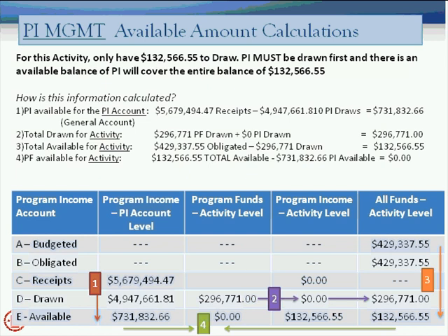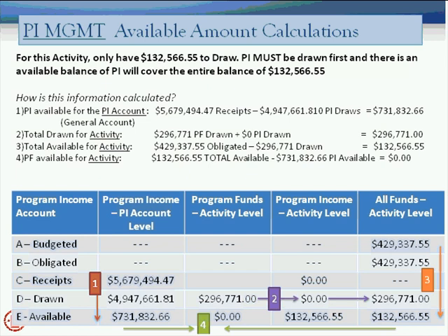So this is an example, and this is actually a scenario I know about, so I'll give you the example. All the program income is coming back to the grantee, so this is the general account we're talking about. And there's $5.6 million that has been received in this general account. Over 4.9 has been drawn, so there's an available balance of $731,000 plus change of program income. However, you can't just go in there and draw $731,000 from this particular activity that we're analyzing.